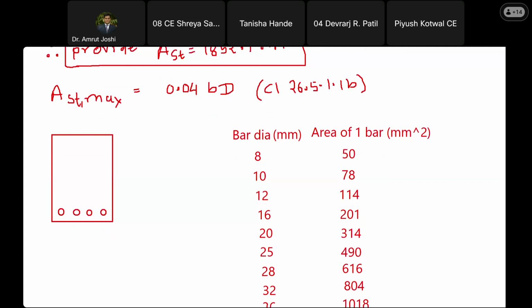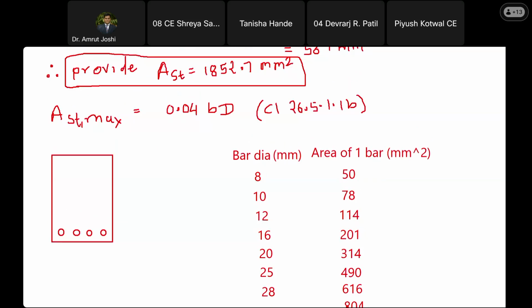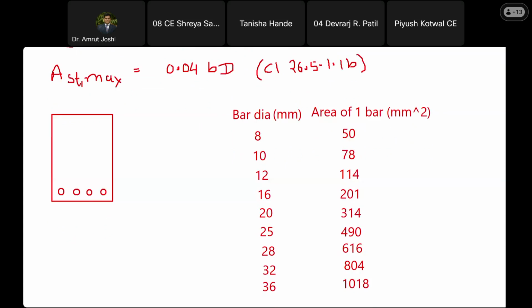Let us go for 25. So for 25, 1852 divided by 490. So how many bars? I need to provide 4 bars. So let us not also go for 25. Let us go for 28. So 1852 divided by 616. So how many bars? I need to provide approximately 3 bars. 3 bars are falling just short of. Are you with me? Yes, sir.